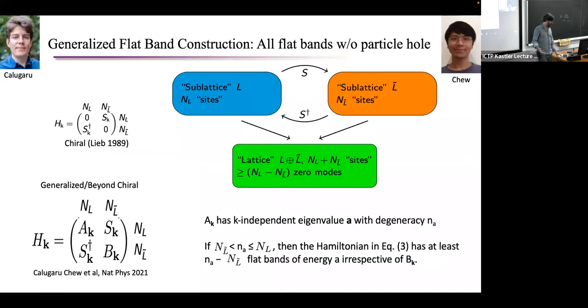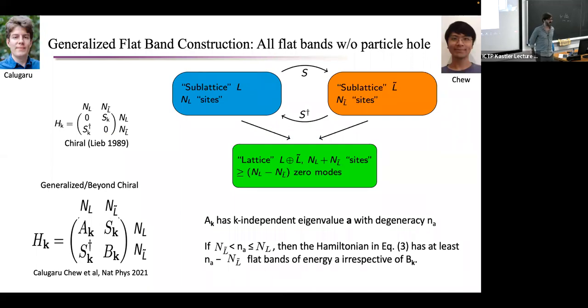Okay, so now let's get back to flat bands. There's a way to generalize Lieb's method to build flat bands in a way that shows you why it's natural that flat bands would come out of topological bands. So Lieb's method is the following.